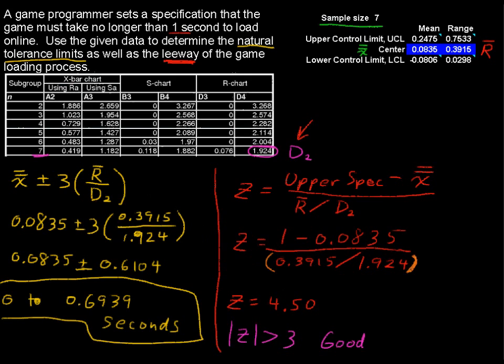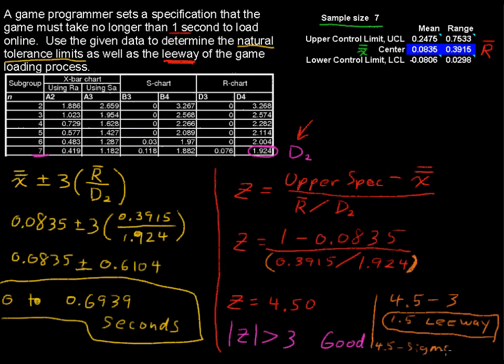So we can also look at what you may have heard in process control, which is, what is the sigma on this? So what is the sigma capability? So 4.5, and we subtract from that this number 3, and we say that we have a 1.5 leeway. So that's what it was asking for. What was the leeway? So that's answering that question. And you could also say it has a 4.5 sigma capability.